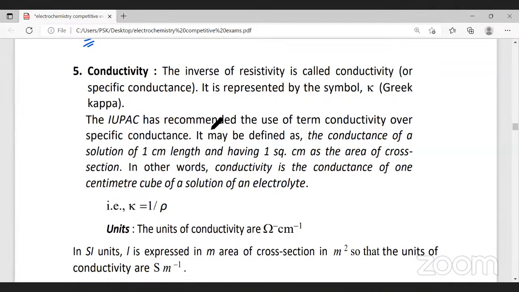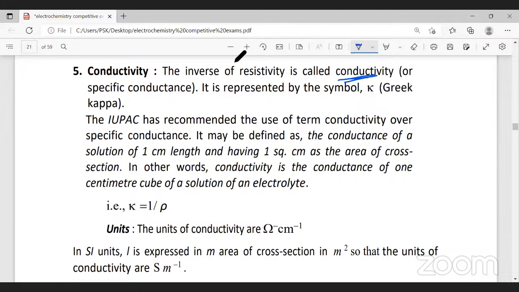The next: the inverse of resistivity is called conductivity. There's a difference. The reciprocal of resistance is called conductance. The reciprocal or inverse of resistivity is called conductivity or specific conductance. It is represented by the symbol kappa, K-A-P-P-A. It's not K, it is kappa, a Greek letter that looks like K. The IUPAC has recommended the use of the term conductivity over specific conductance.